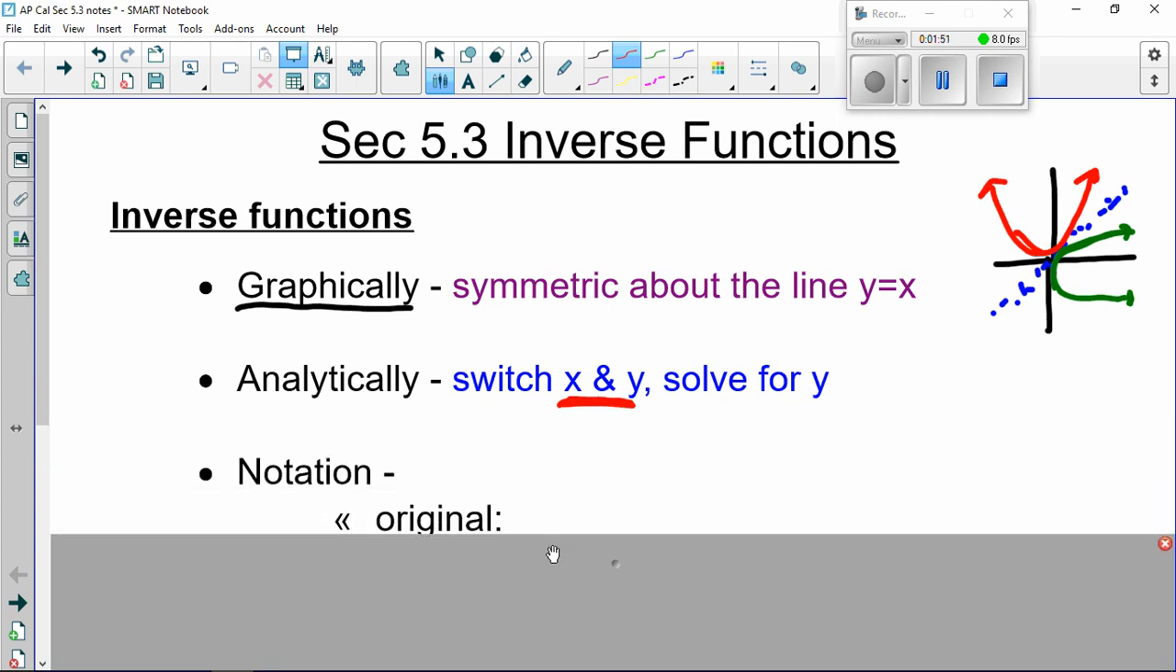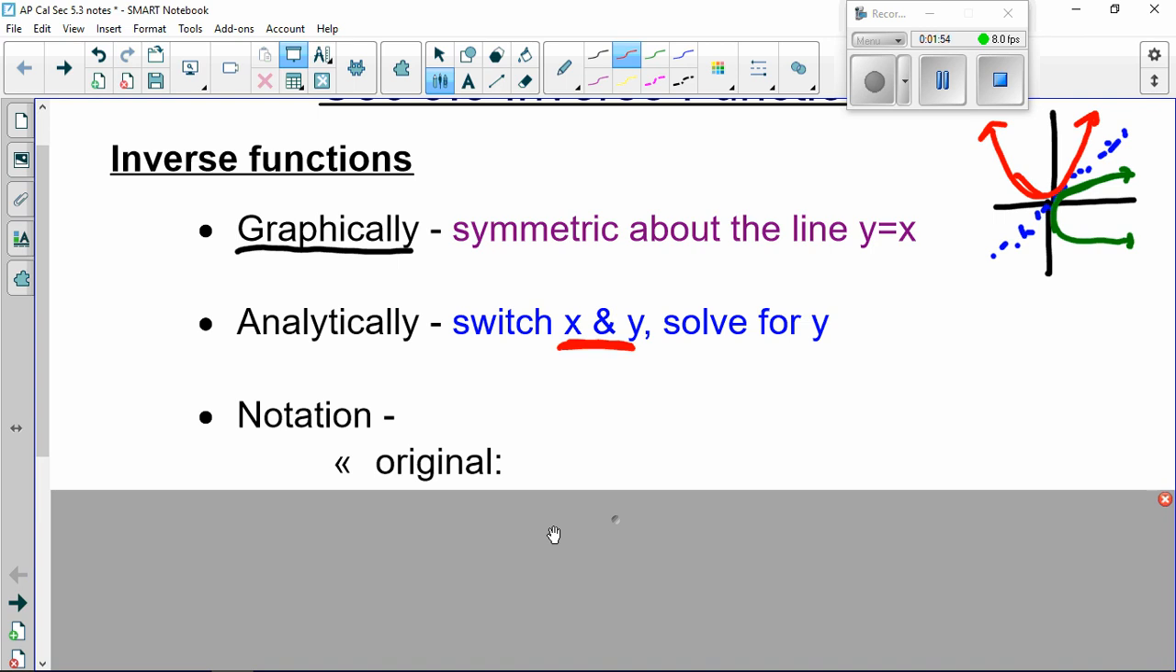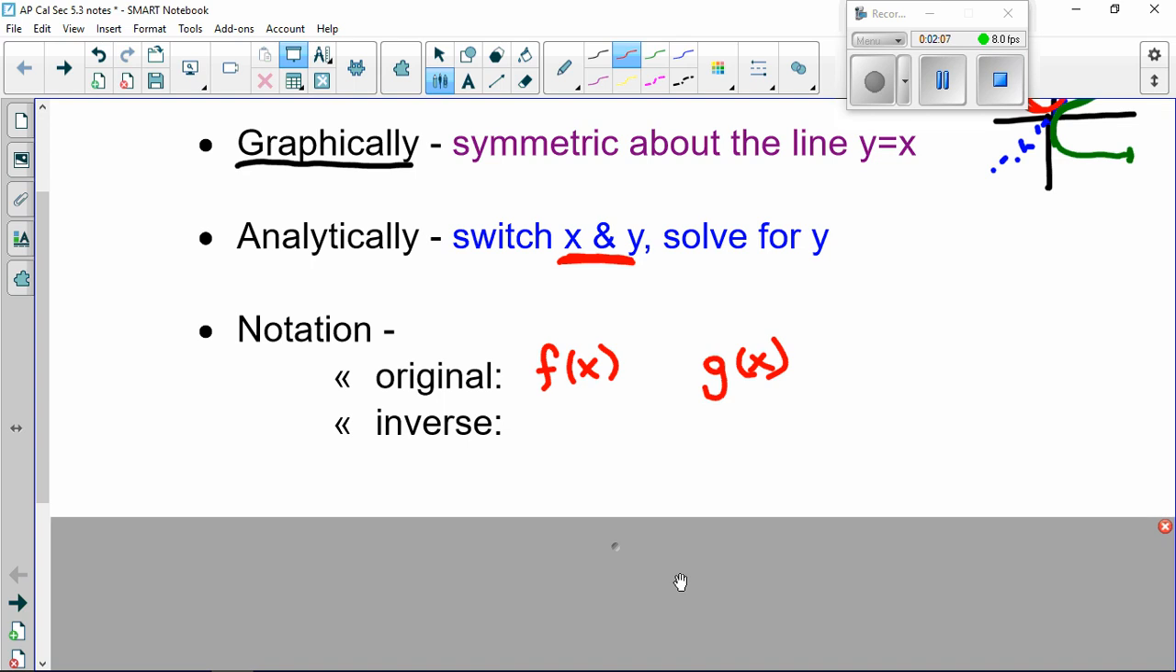And then we also have notation. Notation for an original function, this is what we usually use. So notation for an original would be like f of x or g of x. So that's just the ones that we normally start with. An inverse function is noted with what looks like a little exponent of -1. So that would be the inverse of f. It's not a derivative, it's not just an apostrophe, but it's going to be a -1 kind of exponent on the f or g or whatever function that you have. That's what tells us that it's the inverse function.